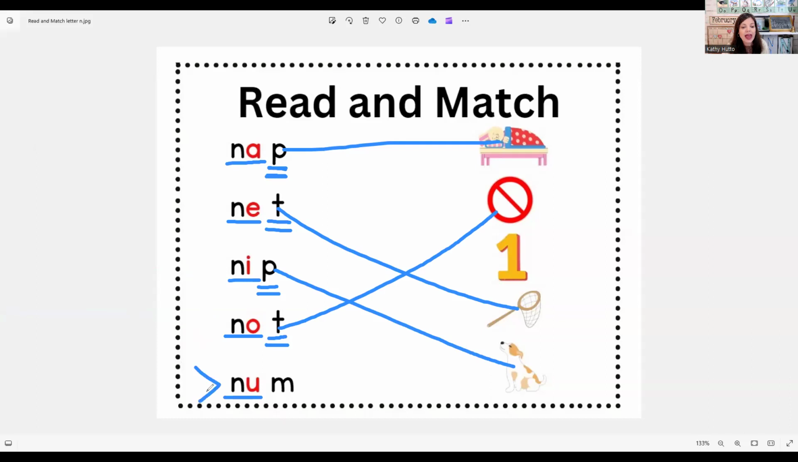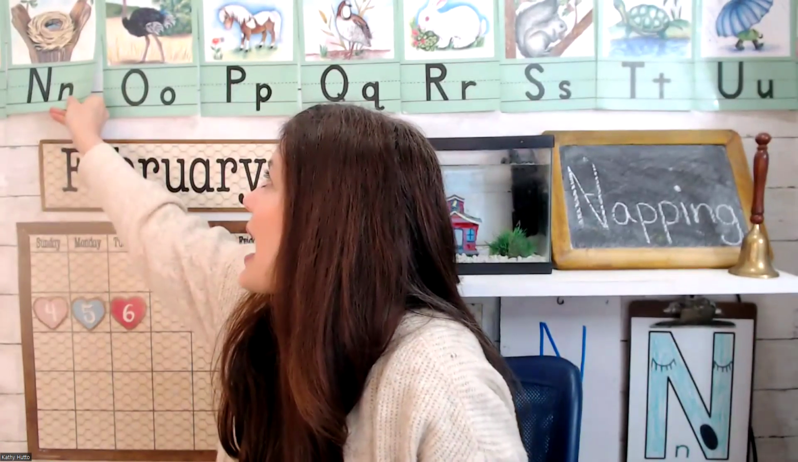All right, last one, N-U, num. Num, num, num. That's the first part of the word number. Draw a line to number one. Num, number. Well, you did a great job today, and that was our letter time.